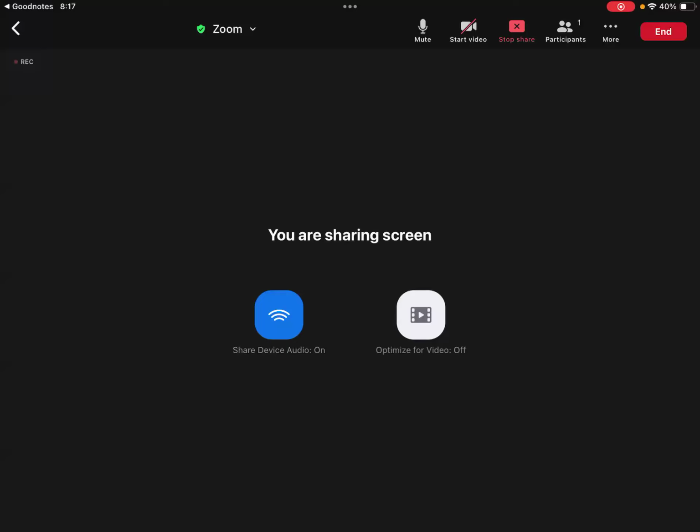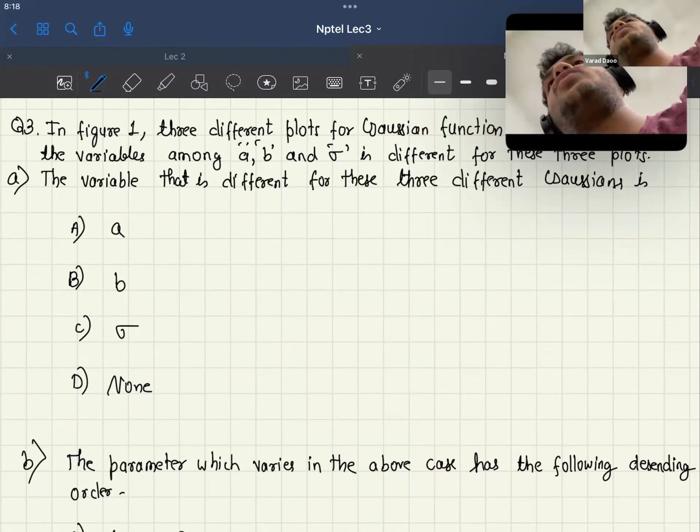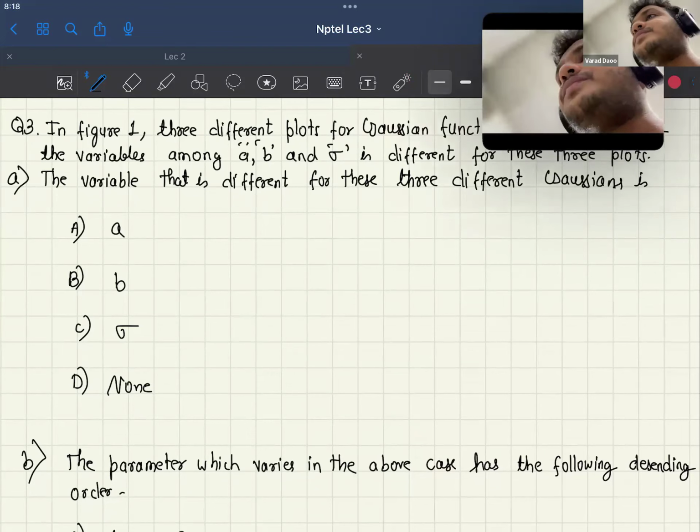The first question is, what is the variable that is different for these three Gaussians? The second is, the parameter which varies in the above case has the following descending order. So the examiner is not only asking which parameter is different, but also what the relative order of this parameter is. If you know this Gaussian function, you'll be able to answer. As a heads up, I will give you the functional form of this Gaussian function.